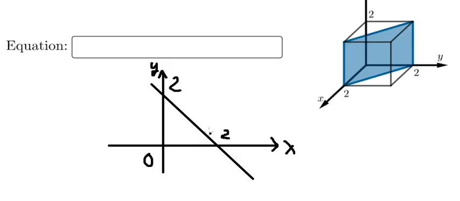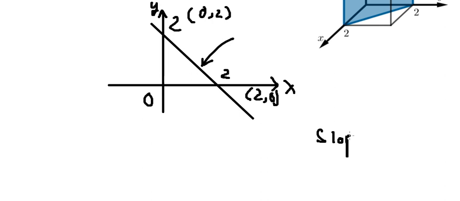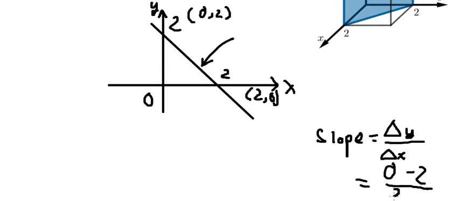And if we want to find the equation of the line that goes through the point (0, 2) and the point (2, 0), we can find the slope. That is delta y over delta x. So we have 0 minus 2 over 2 minus 0. We calculate this and we have negative 1.